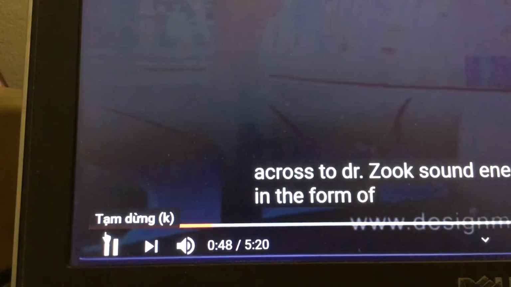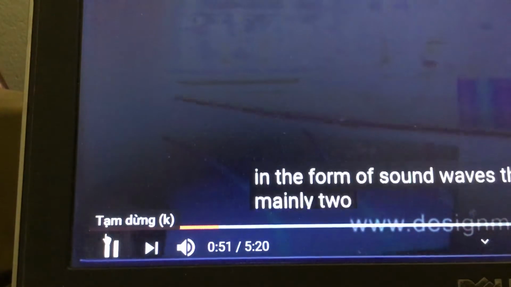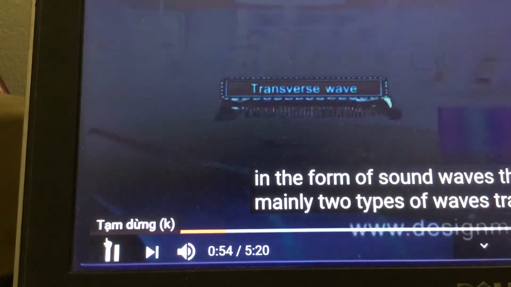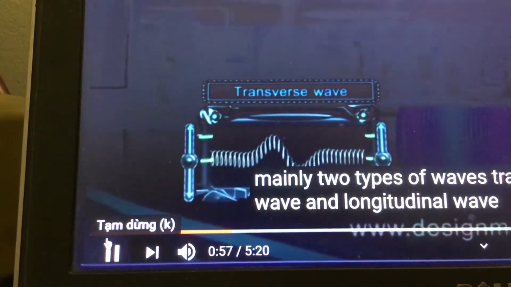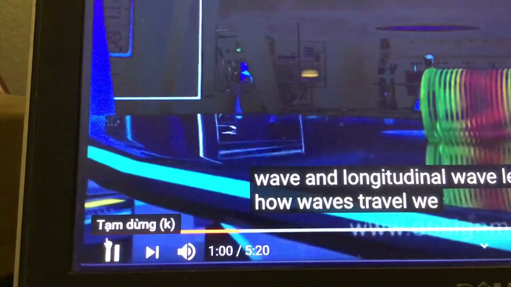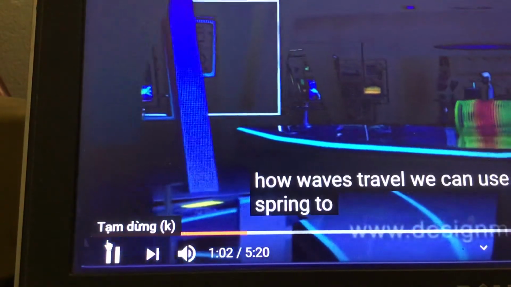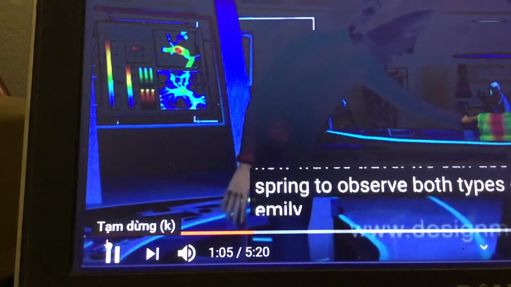Sound energy travels in the form of sound waves. There are mainly two types of waves: transverse waves and longitudinal waves. Let's see how waves travel. We can use a slinky spring to observe both types of waves.